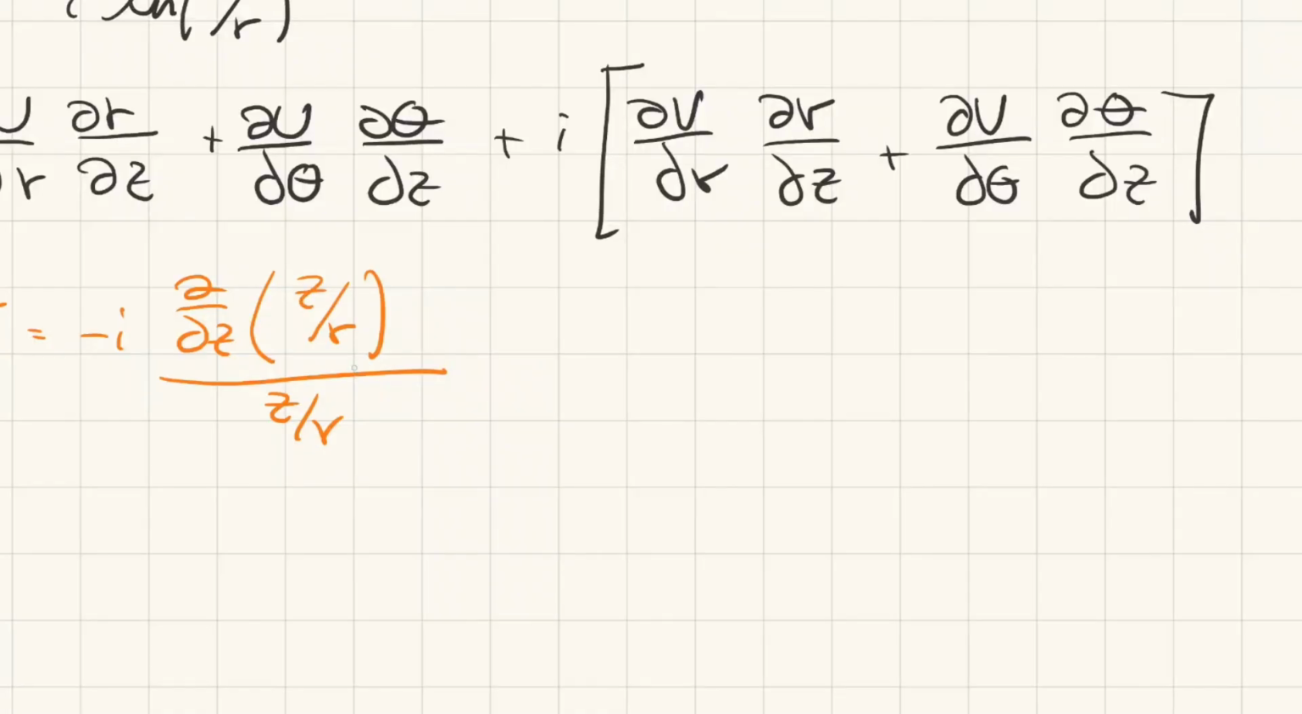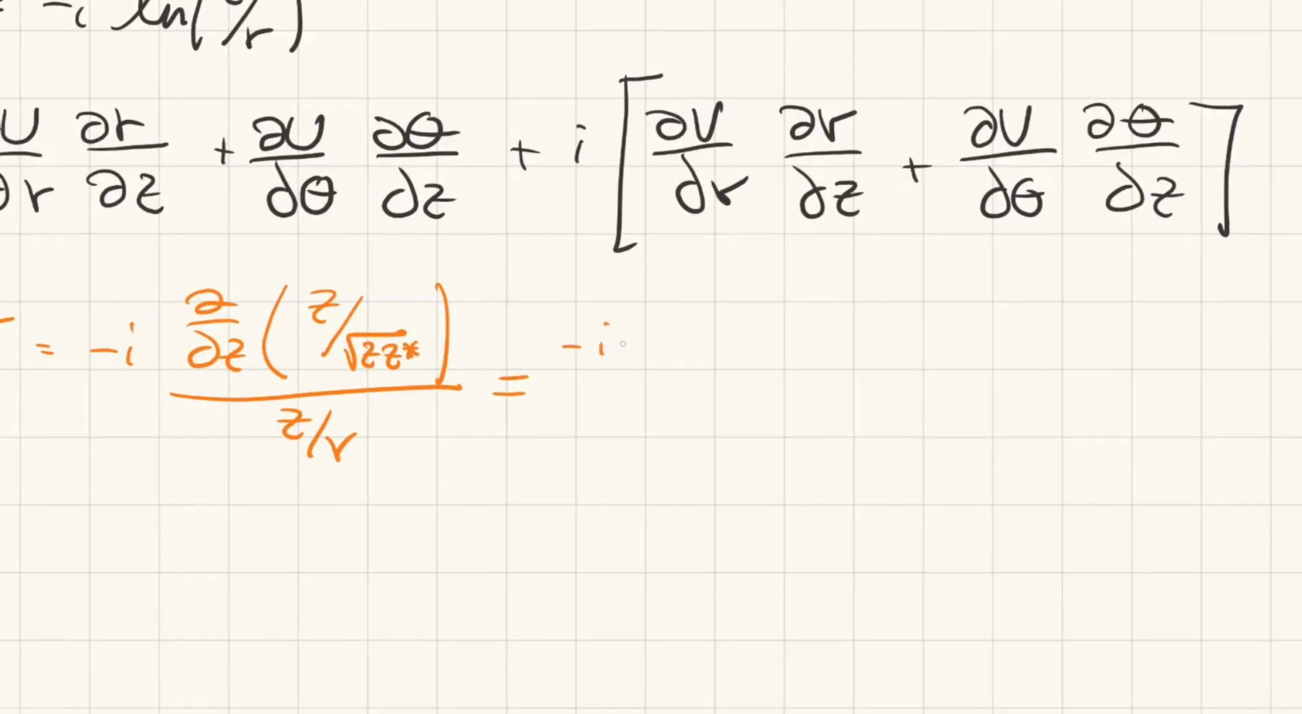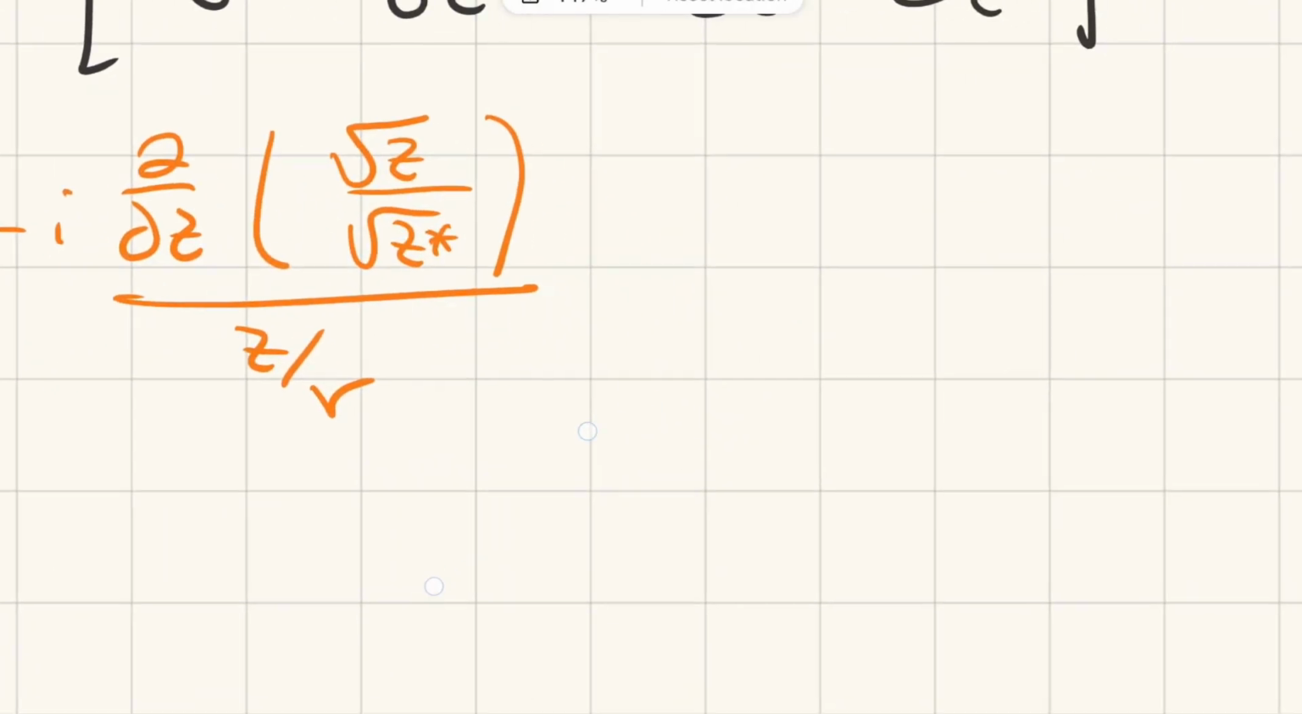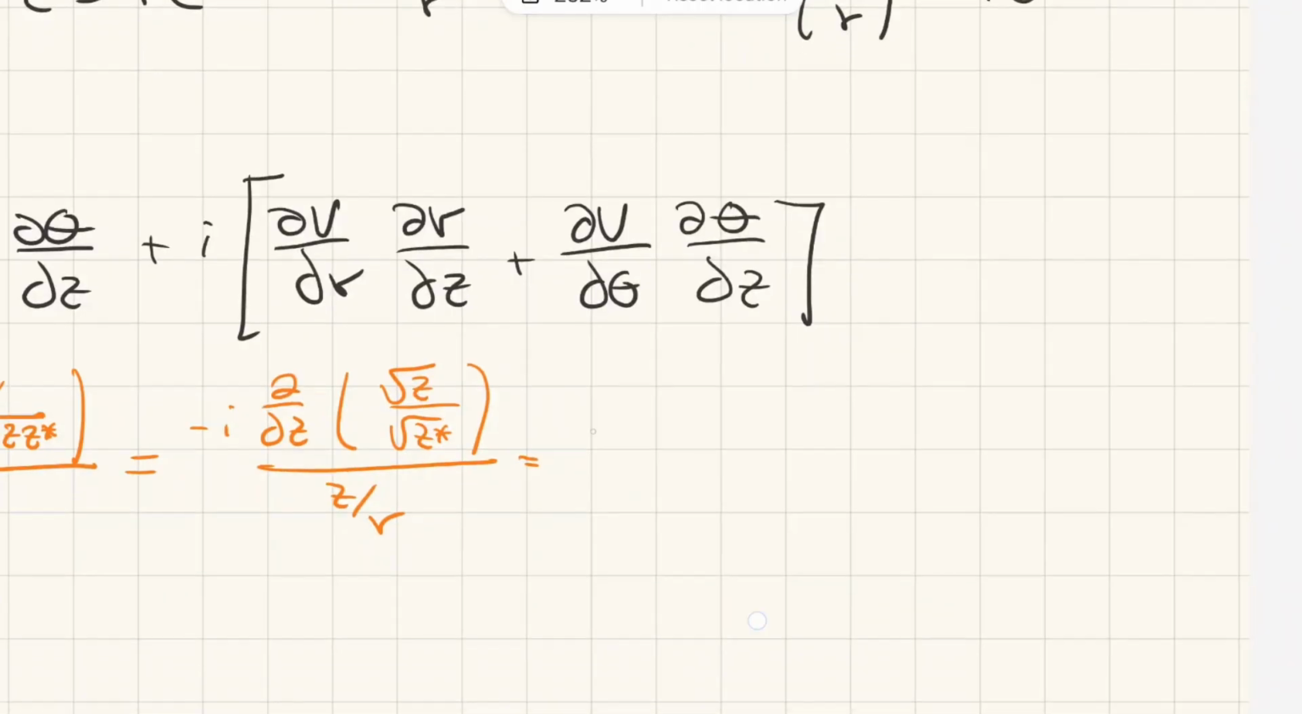So let me write this r as the square root of z times z conjugate. To get that, this will be minus i, the derivative with respect to z of, we can cancel, right, the z with the square root of z to get the square root of z divided by the square root of z conjugate, like this, and then divided by z divided by r. Perfect. So this is a minus i.